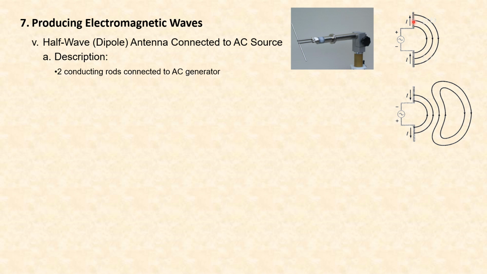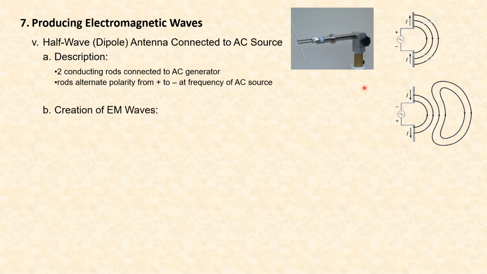So we can think of the top rod as being positively charged and the bottom rod as negatively charged, and vice versa in this picture when the current changes direction. You can see here that the polarity of the rods alternates from plus to minus at the same frequency as the AC source itself, and these charged rods produce electric field lines that are very similar to that of the electric dipole.